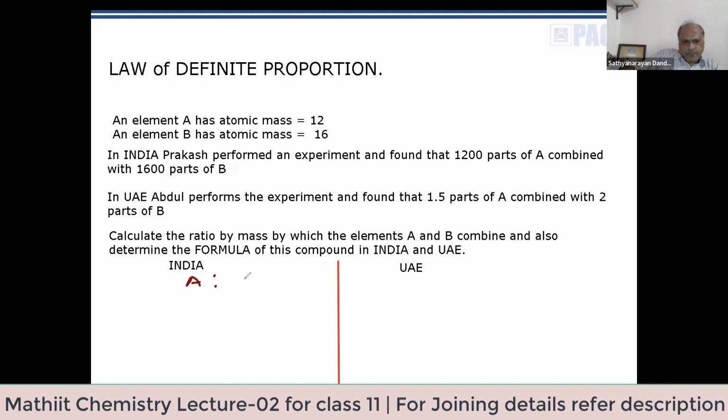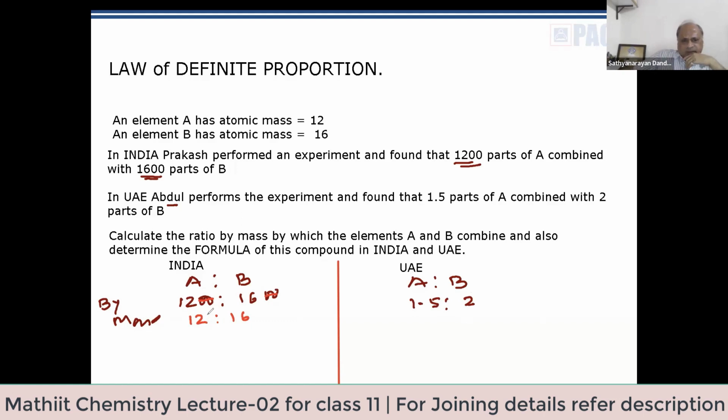A is to B by mass. What is the ratio? 1200 parts combining with 1600 parts. 1200 is to 1600. इंडिया में. अब्दुल ने परफॉर्म किया और देखा 1.5 पार्ट्स कंबाइन कर रहा है 2 पार्ट के साथ. ठीक है. अब 0 0 कट गया. 12 is to 16. ठीक है. राइट.